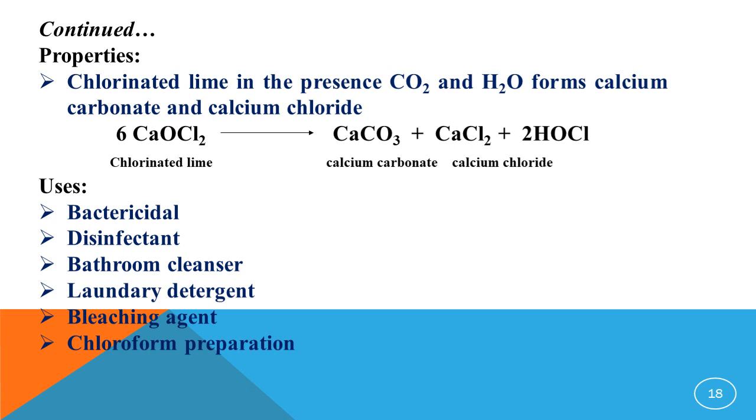Uses of chlorinated lime. Chlorinated lime has a strong bactericidal action. It is used as a disinfectant in wounds. It is used as a cleaning agent for toilets, drains and effluents. It is also used as an ingredient in the preparation of detergents. It is used as a bleaching agent and in decolorizing most dyes. It is used in the preparation of chloroform.